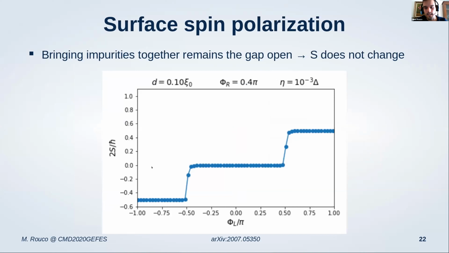This result, in fact, is verified by exact calculations using Green's functions, where here I plotted the surface spin polarization for a single parity degeneracy, and therefore we can see that we obtain half integral values of the electronic spin.